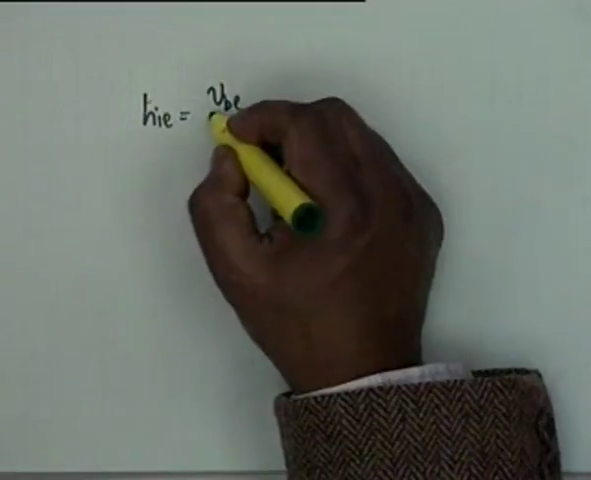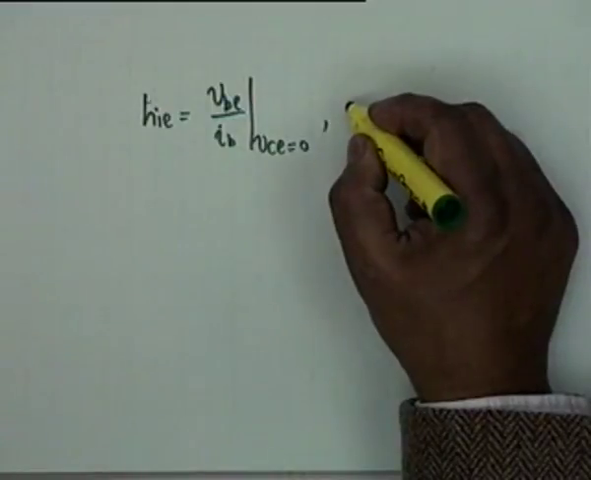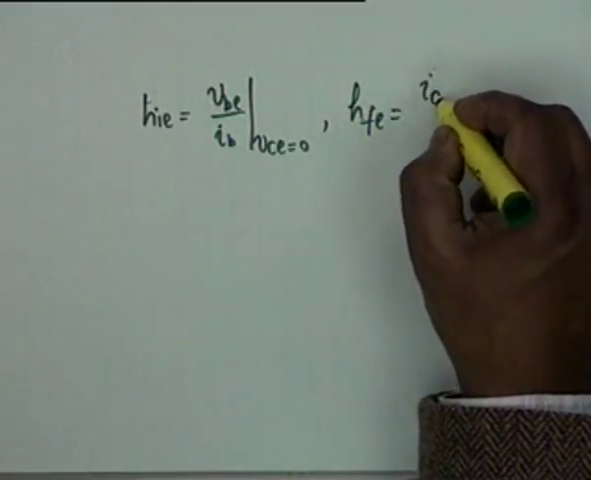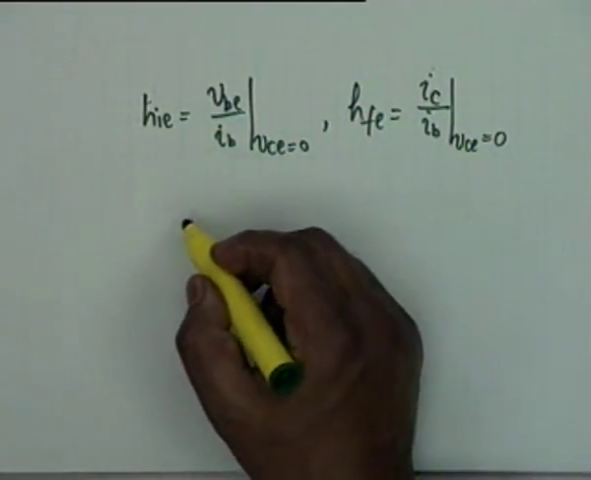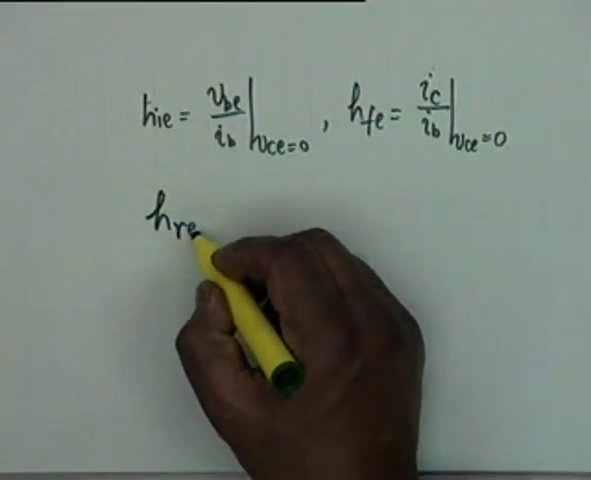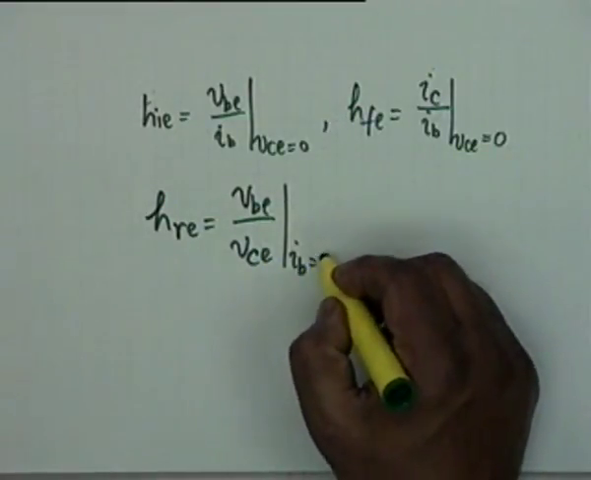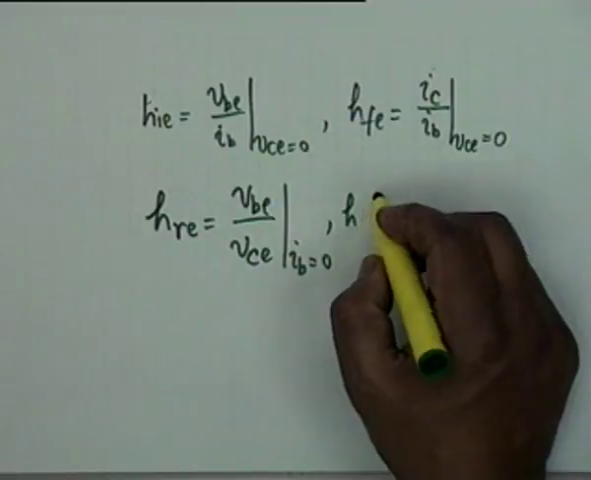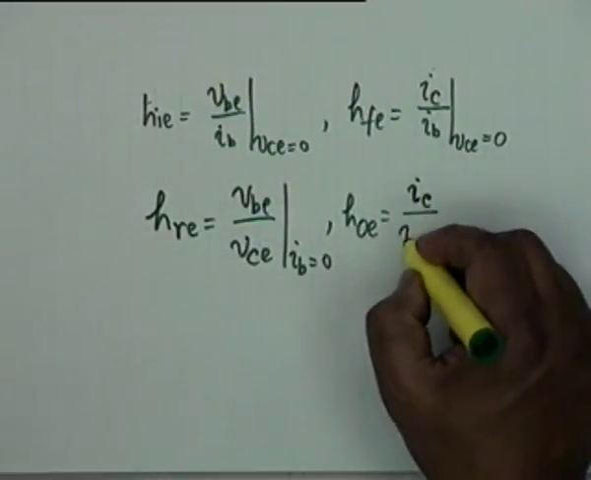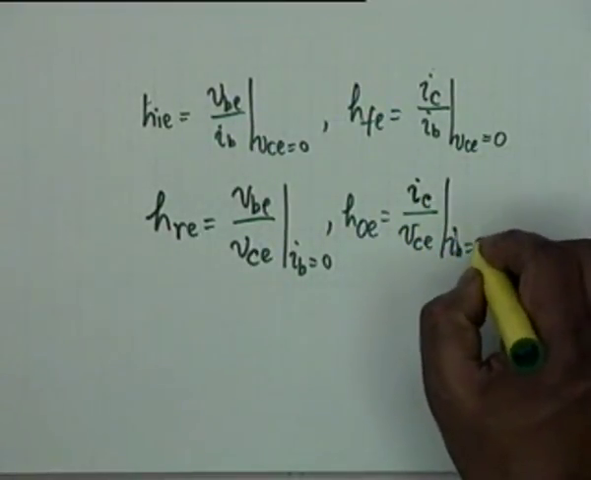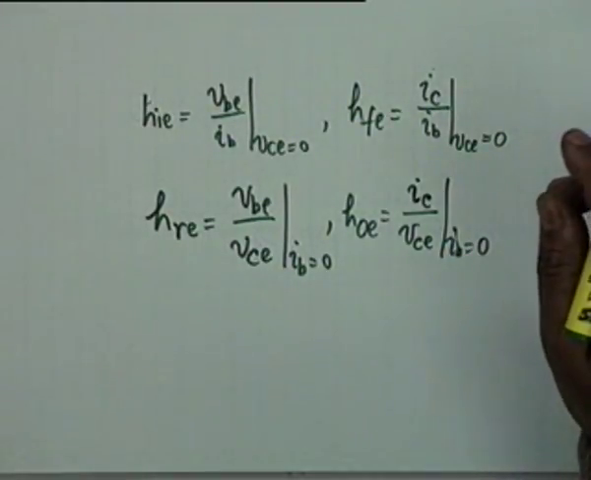HIE is VBE divided by I sub B with VCE equal to 0, and HFE is equal to I sub C by I sub B with VCE equal to 0, and HRE is equal to VBE divided by VCE with IB equal to 0, and what is remaining? HOE is equal to I sub C divided by VCE with IB equal to 0. Okay. These are the definitions of the four H parameters.